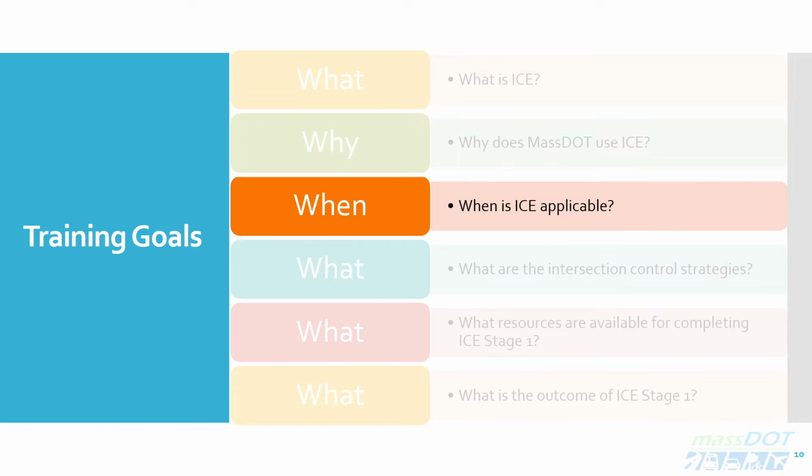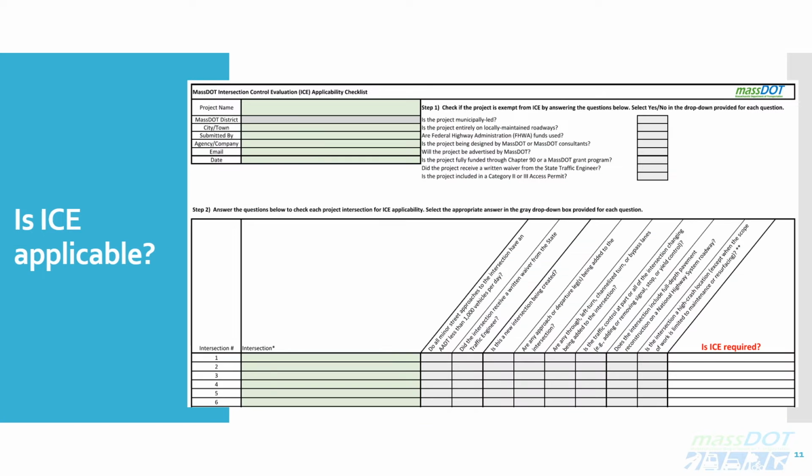The next training goal to cover is, when is ICE applicable? This is an overview of the form used to determine project and intersection level applicability of the ICE process. Step 1 asks questions on the project level, and Step 2 asks questions of each project intersection. If the project is being initiated through the MAPIT system, note in your application that ICE is not required.